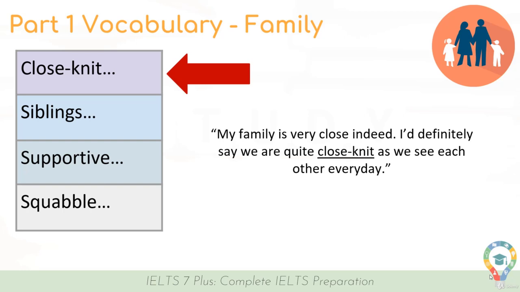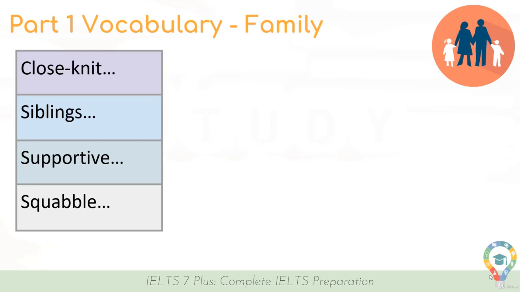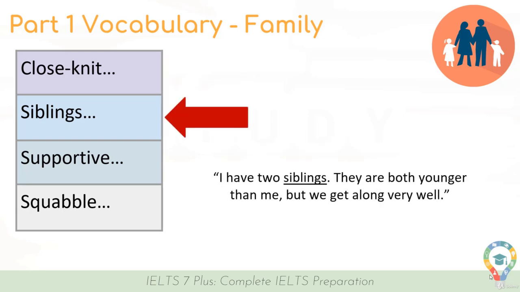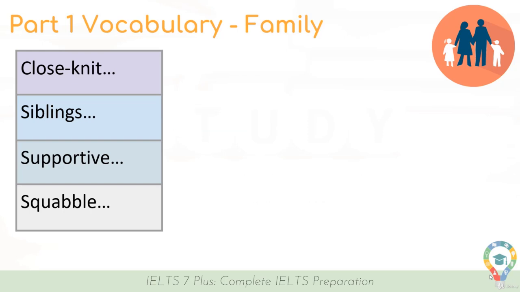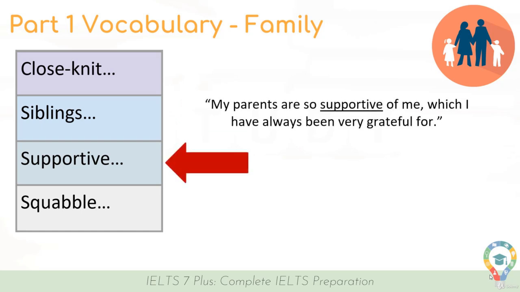And that brings me nicely onto the next piece of vocabulary, which is siblings. This is another word which you can use to describe your brothers or sisters. I have 2 siblings. They are both younger than me, but we get along very well. And supportive means a family that will help you no matter what your decision. My parents are so supportive of me, which I have always been very grateful for.